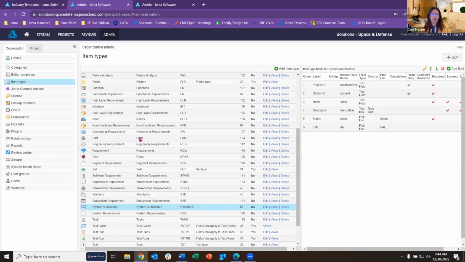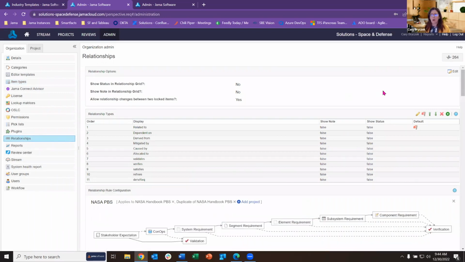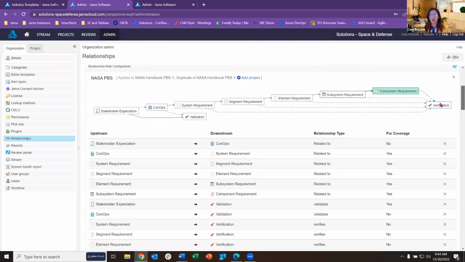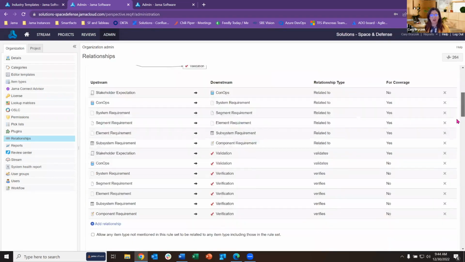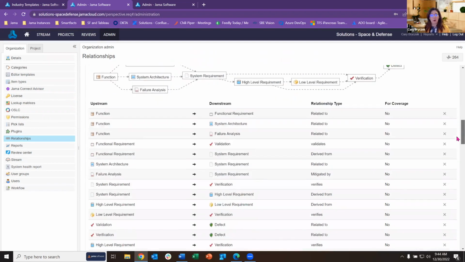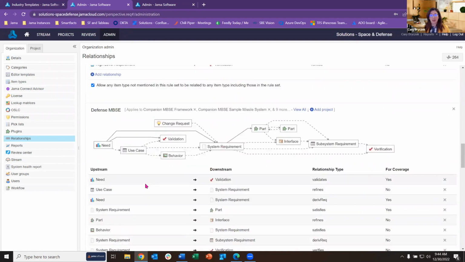And then where we start talking about how to interconnect all of that kind of data is where we have in Jama our relationship rules. We have relationship rules for the NASA product breakdown structure. So if you are following the NASA Systems Engineering Handbook and you're going all the way from stakeholder expectations to component level requirements, we have this pre-configured for you with all of the correct relationship types. We have one for avionics development that matches all of the DO 178 and ARP 4754. We have templates for MBSE.